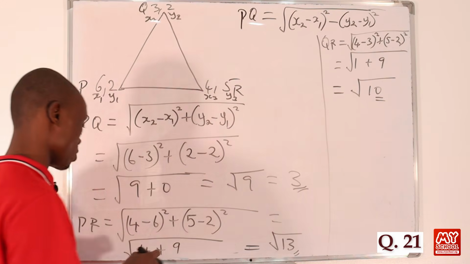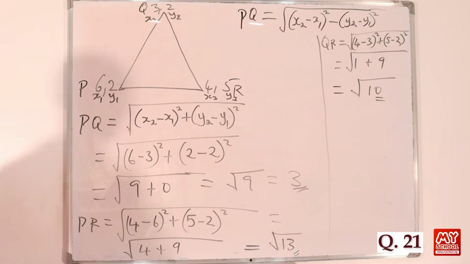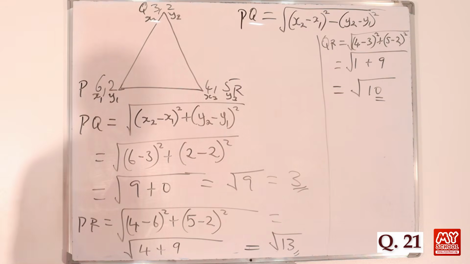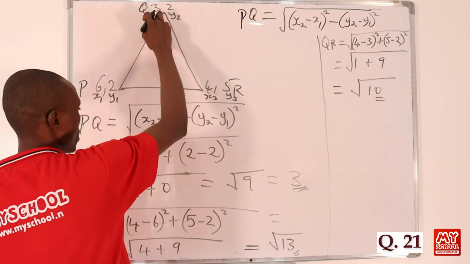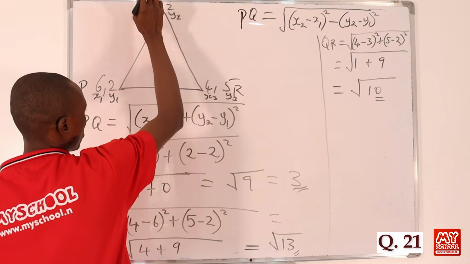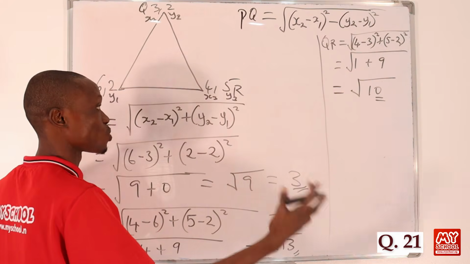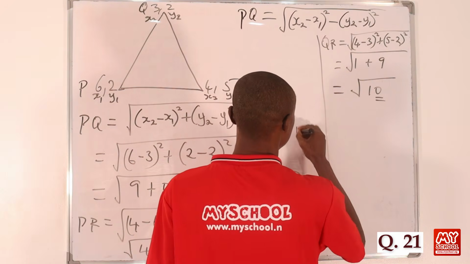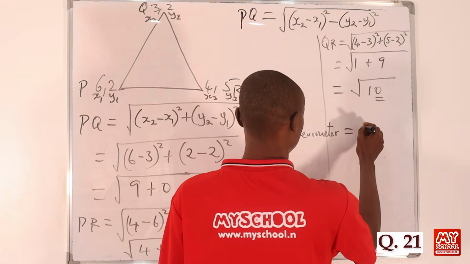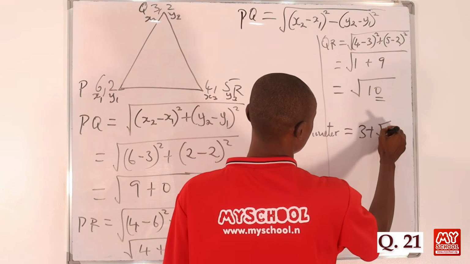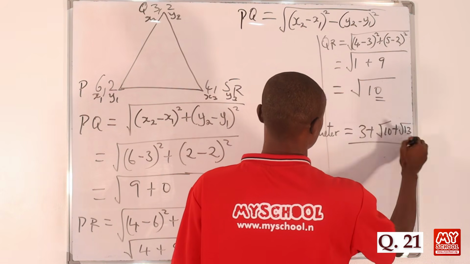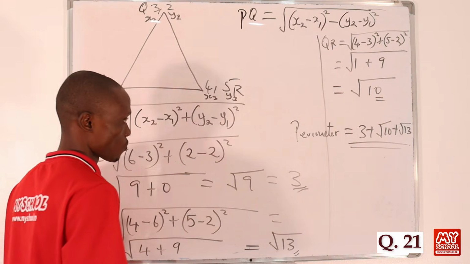But we are asked to calculate the perimeter of the triangle. Perimeter simply means the distance around the plane shape, right? So in this case, we know that from here to here is equal to 3, from here to here is equal to root 13, and from Q to R is equal to root 10. So we just bring them together. The perimeter of the triangle will be equal to 3 plus root 10 plus root 13. So this is the perimeter of the triangle.